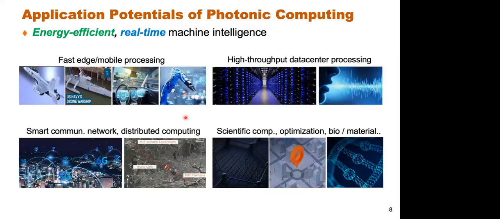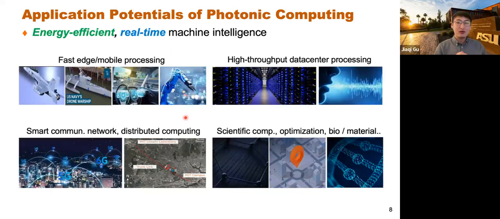Optical computing shows very wide applications in energy-efficient real-time machine learning. We have edge computing, mobile computing on the edge, and high-throughput data center processing. Some people also use it for smart communication, such as 5G, 6G, and distributed computing based on fiber optics. We can also use it for scientific computing, such as drug discovery and solving combinatorial optimization problems.